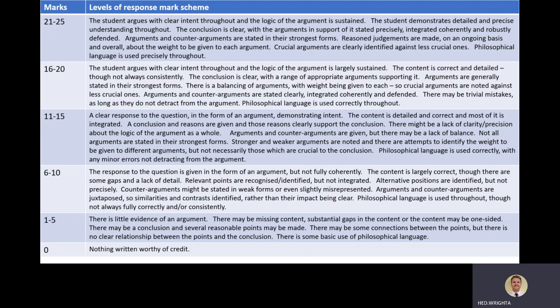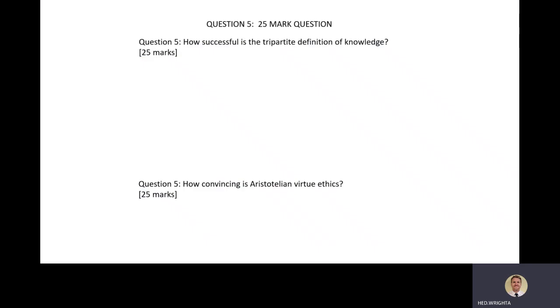The questions are so long, I want to be able to get it on the slide on the PowerPoint. So what I have done, I have uploaded the student responses to the Teams. They're the two questions, okay? Question 5, how successful is the tripartite definition of knowledge? There are two different student responses to that. Another question 5 on the moral philosophy side, how convincing is the Aristotelian virtue ethics?